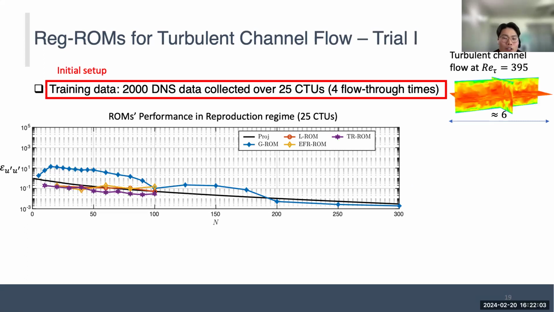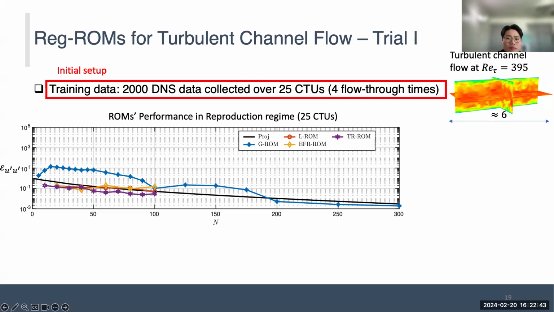Okay, so far we have introduced the three reg-ROMs and the ROM filter, and also described the QOI that we're looking at. So now we're going to show the results of our study. This is trial 1, so bear with me, later you will see why I call it trial 1. Initially we have the training data: 2000 DNS snapshots collected over 25 convective time units, which is about 4 flow-through times.